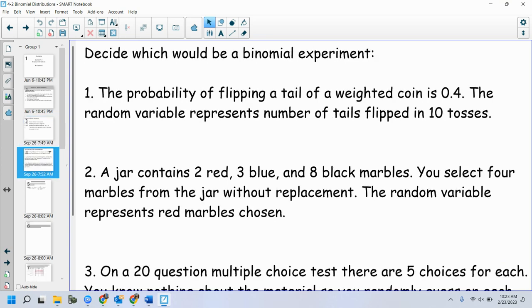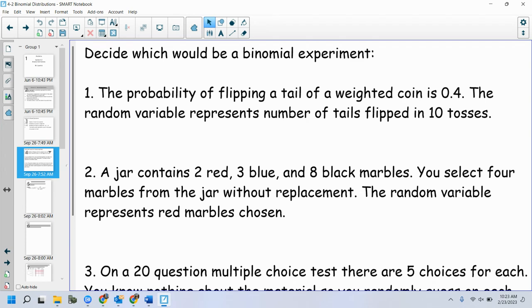All right. So let's try to figure out if we can decide whether something is a binomial or not, based on those conditions that we have on the first page. The probability of flipping a tail of a weighted coin is 0.4. The random variable represents the number of tails flipped in 10 tosses. Binomial or not? Is it binomial or is it something else?